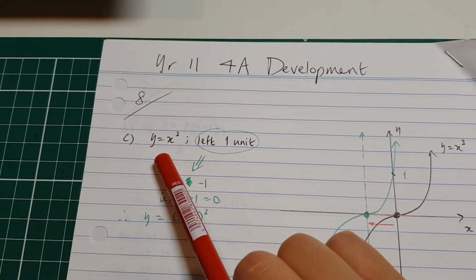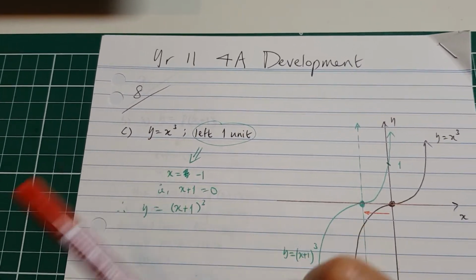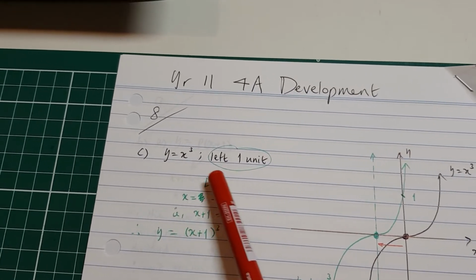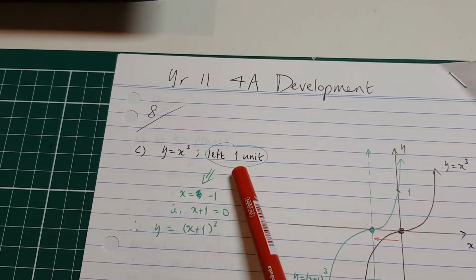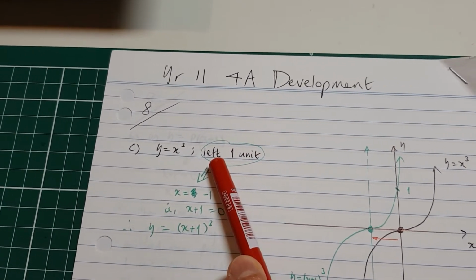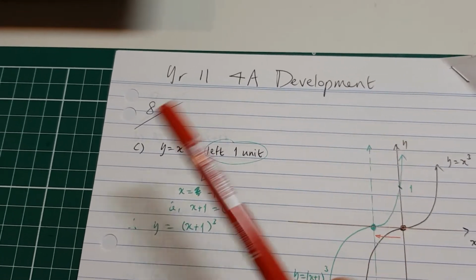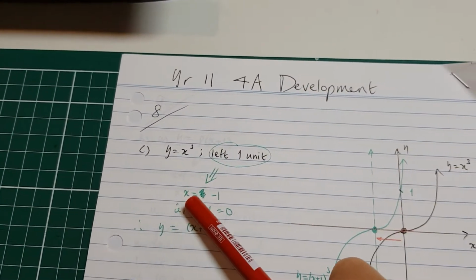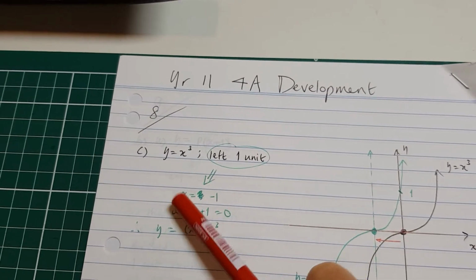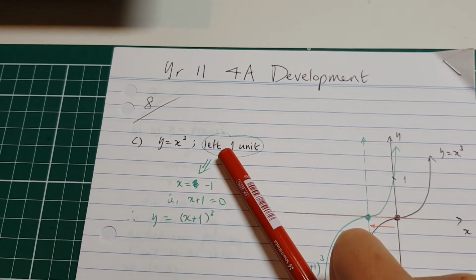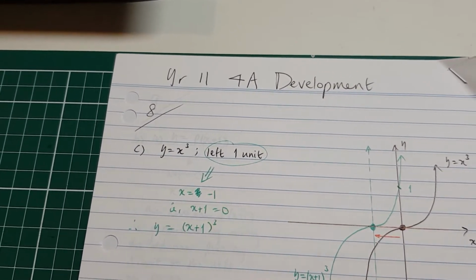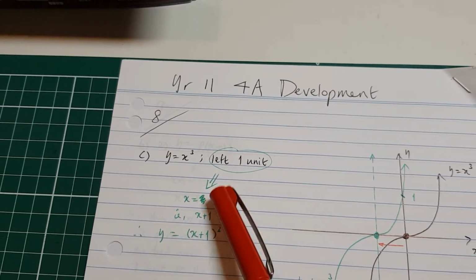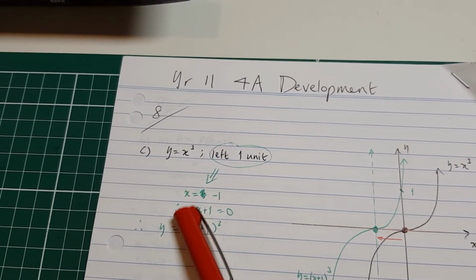That's the benchmark function, y equals x cubed. And you have to move it now by 1 unit to the left. Okay, so this is the left. So anything with the right or left movement has got to do with the x. So you can think of that as x equals -1 because it's to the left. So it's -1.